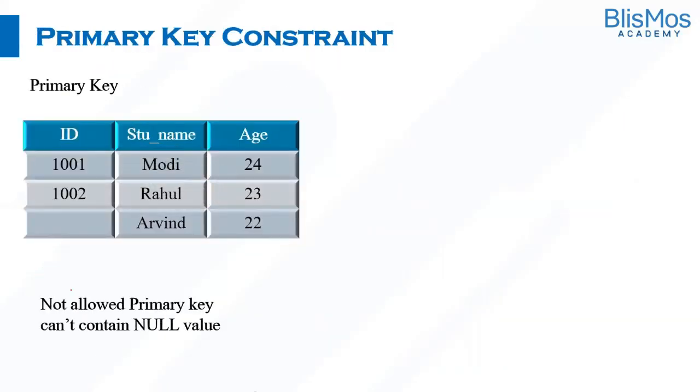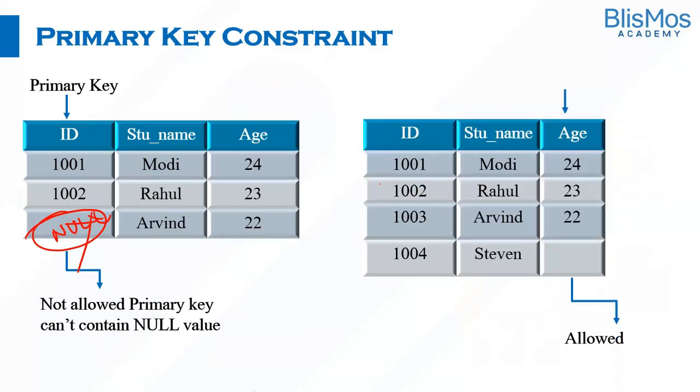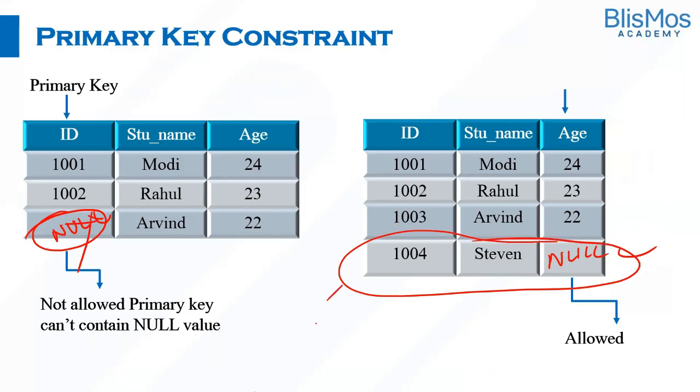So as we discussed, it will not allow null values. But on the other hand, other columns which are not designated as a primary key can have null values, because that will not have any impact on identifying a particular record uniquely. That is the reason any key other than the primary key can have null values.